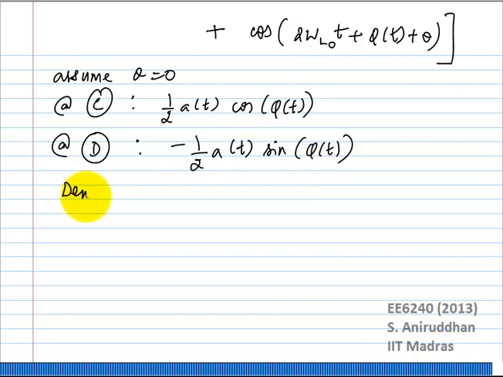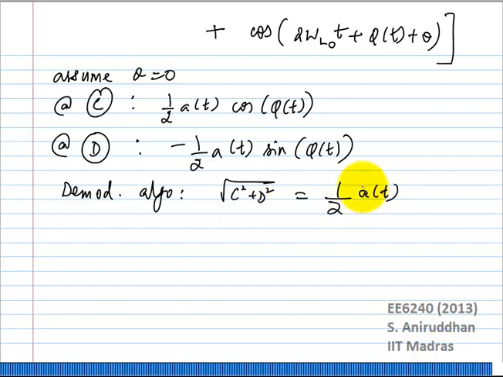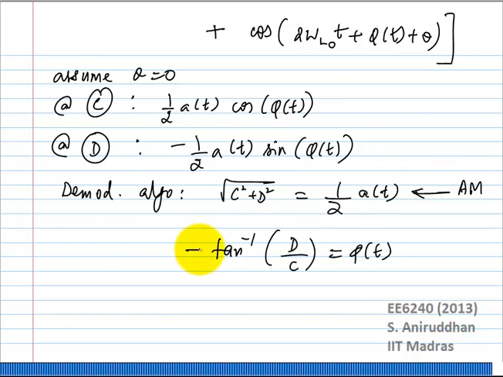So your demodulation algorithm could be, let us say C squared plus D squared, so half A of t, this will be your AM component. Then remember, this tan inverse now needs to be a 4th quadrant tan inverse. That is extremely important. So you have to be careful about the phase, otherwise you will get a 180-degree phase shift.